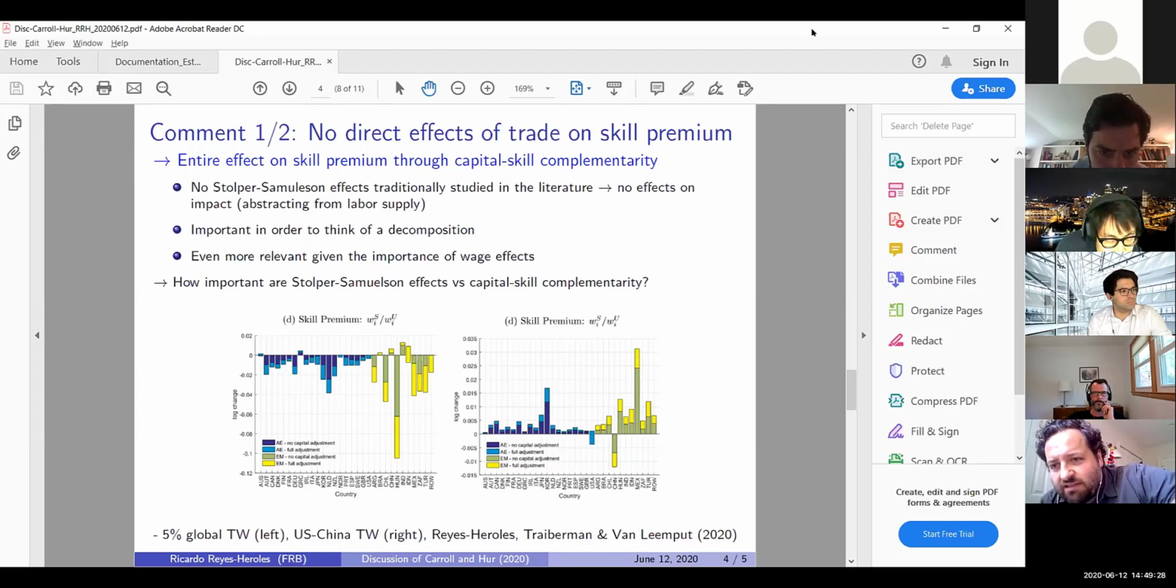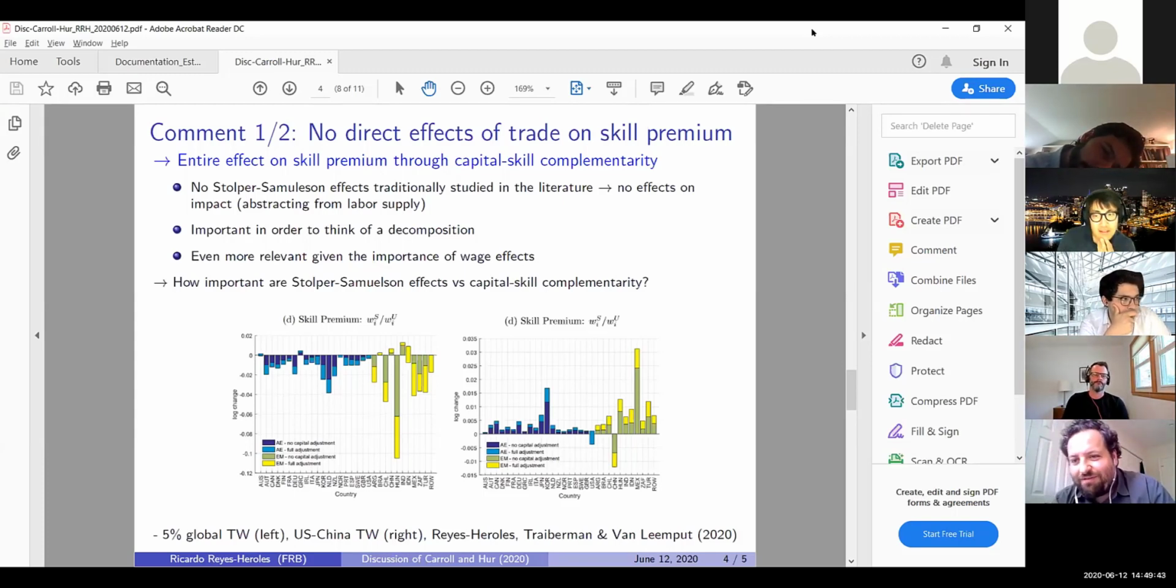That actually means that the effect comes entirely through capital-skill complementarity in the long run, or most of it. So that's what happens in the long run when you let capital adjust, right? So in this case, this goes in favor of the fact that, to put it differently, it doesn't matter that much if you don't have this Stolper-Samuelson effect.